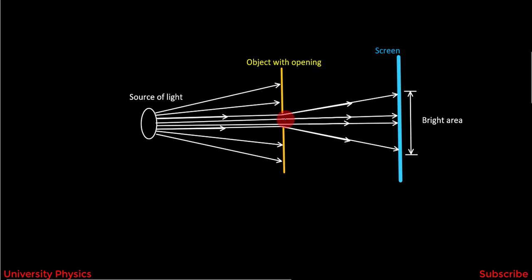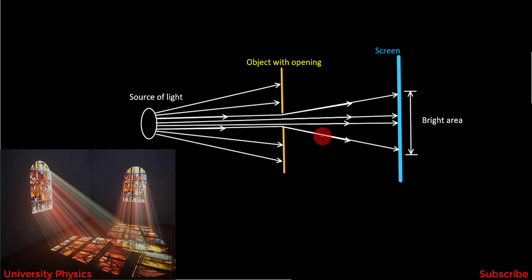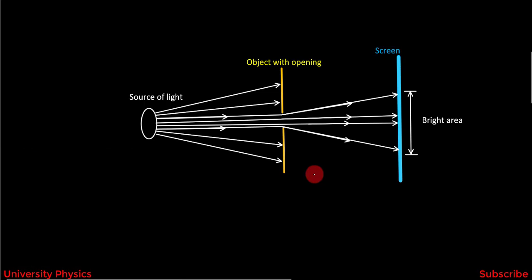This is called the diffraction of light. This example is very similar to a small window in our room. The light coming from the sun through the window shines across our whole room due to diffraction.